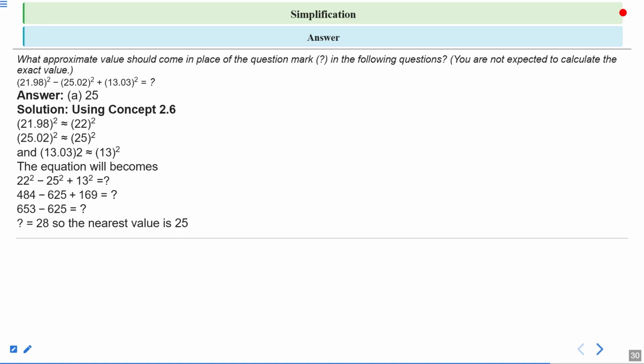So the nearest value is 25. We go through the options because this is an approximation based question. We get 28, but the nearest value is 25. So A is the correct answer. Next one.